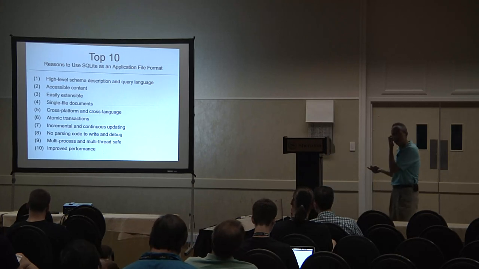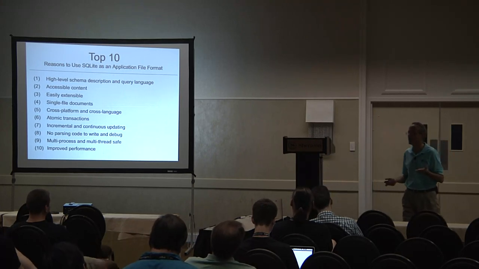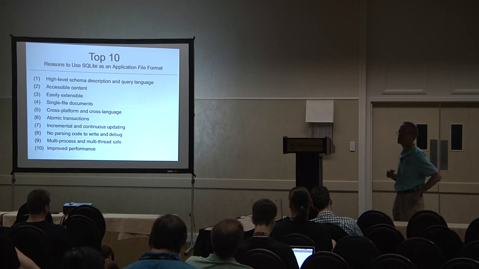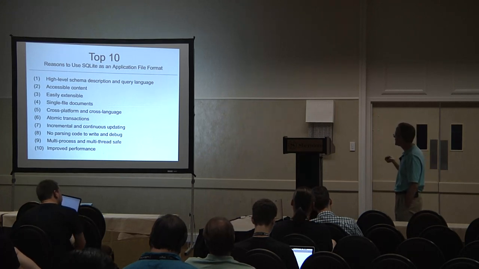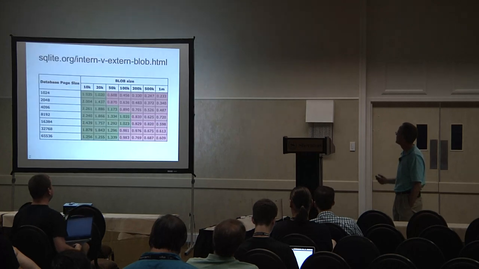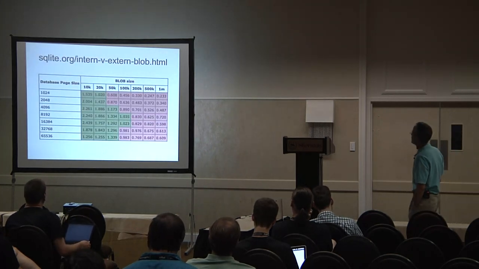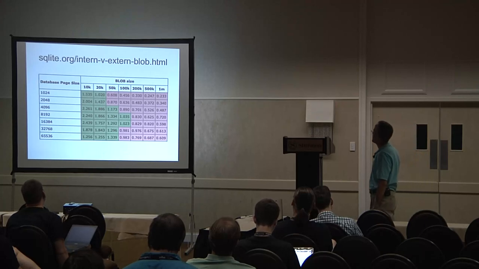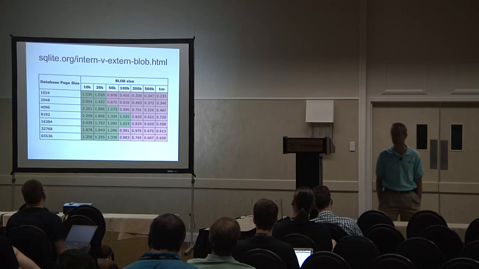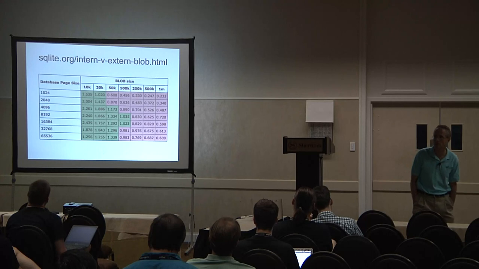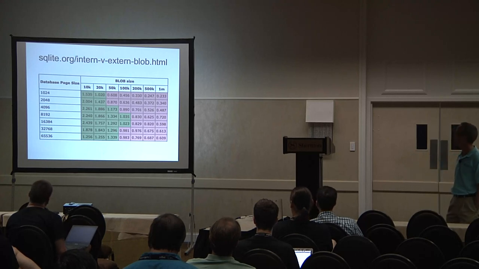Thread safe means you can also access it from multiple threads and not have to worry about any of the locking issues, or about overwrites. And finally, you get improved performance. Here is a chart showing read times for blobs out of SQLite versus out of a file system, ext4. Just to open the file and read it versus read it as a blob out of SQLite.